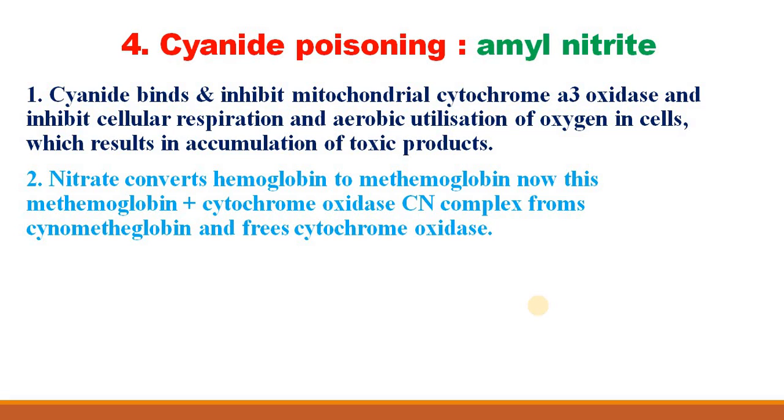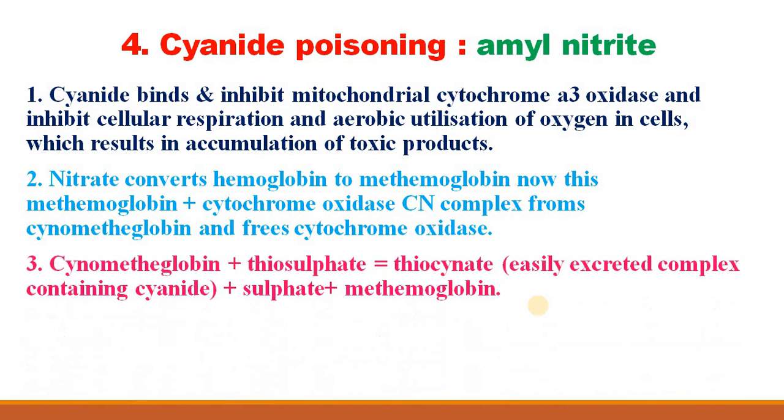The cytochrome oxidase cyanide complex forms cyanomethemoglobin, and the cytochrome oxidase will be free. There will be displacement of cytochrome oxidase from the cyanide complex. Now this cytochrome oxidase is available for cellular respiration. That is how amyl nitrite and other nitrites act.